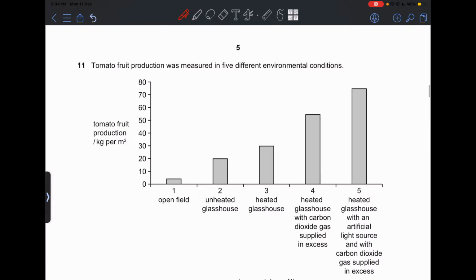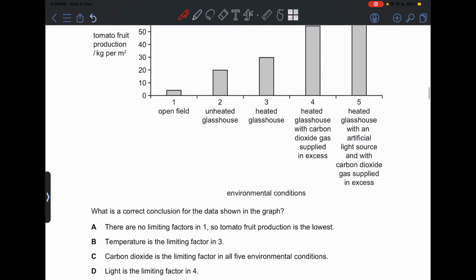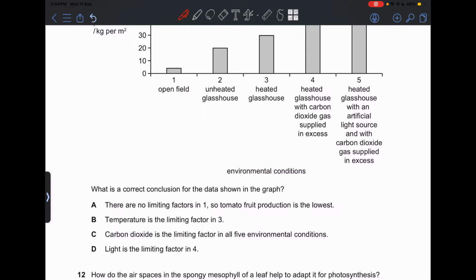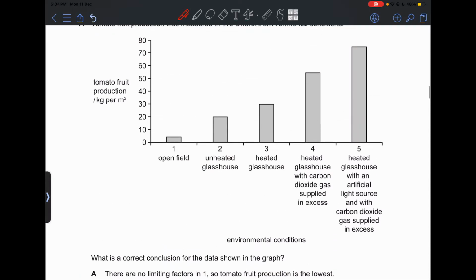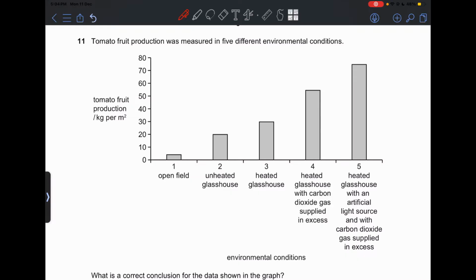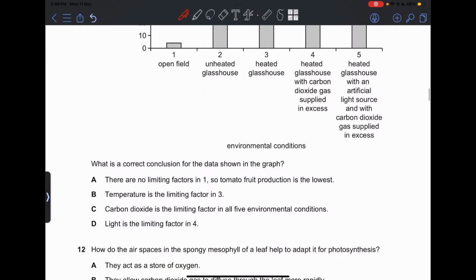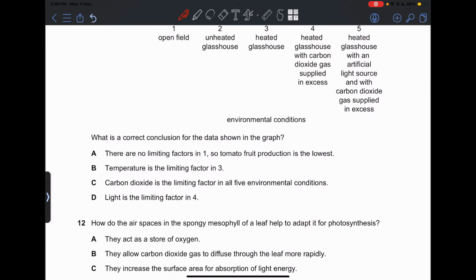11. Tomato fruit production was measured in 5 different environmental conditions. What is a correct conclusion for the data shown in the graph? So over here we can see that in open field there was the least amount of tomato fruit production, and the highest one was in a heated glass house with an artificial light source and with carbon dioxide gas supplied. So let's read our conclusions.